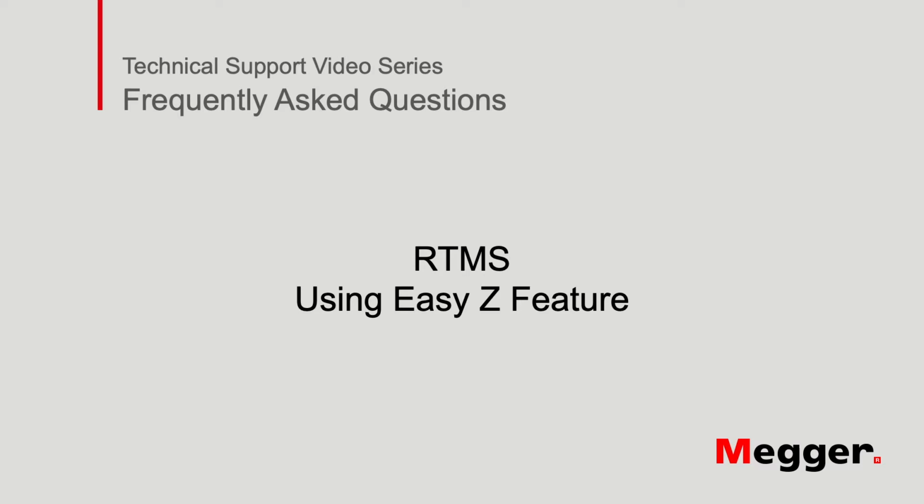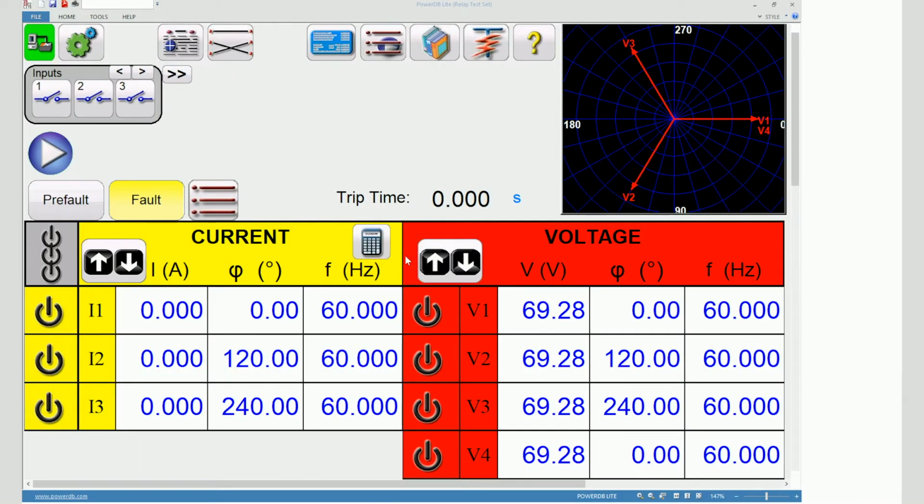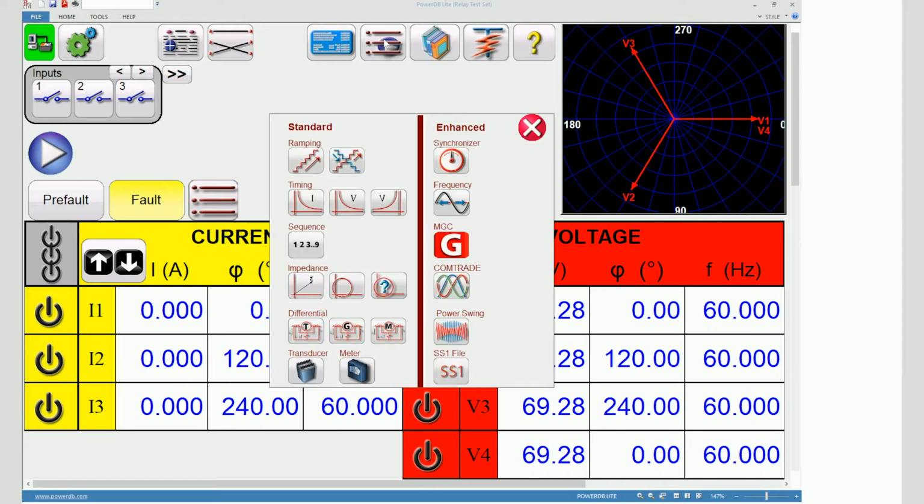In this video, we will discuss how to use the EZZ feature in RTMS. Let's begin. To locate the EZ impedance test, select New Test. Then under the impedance heading, select the first icon.